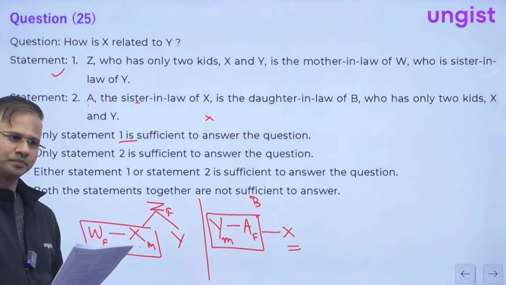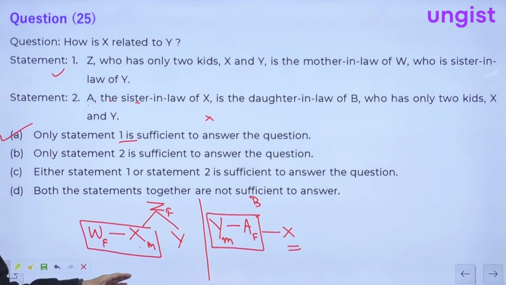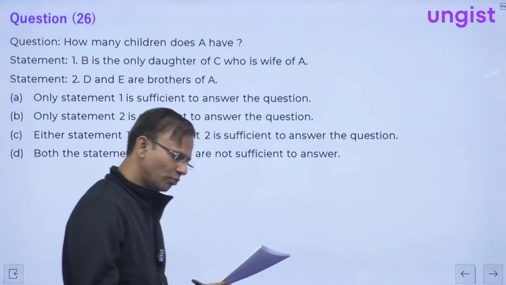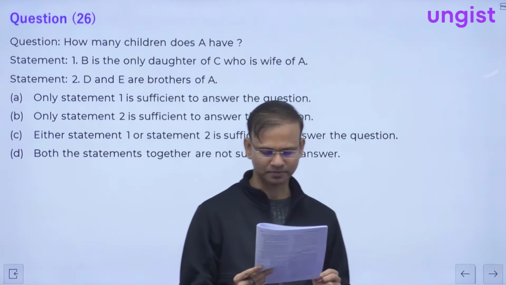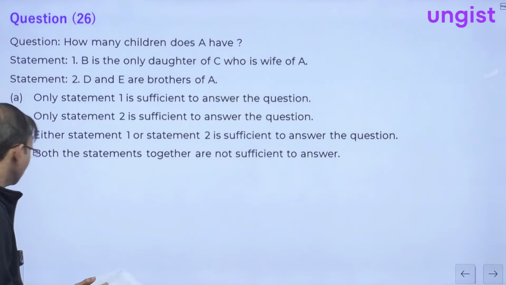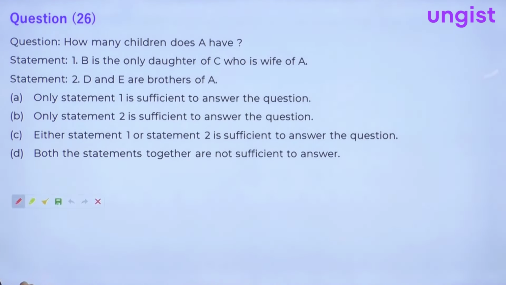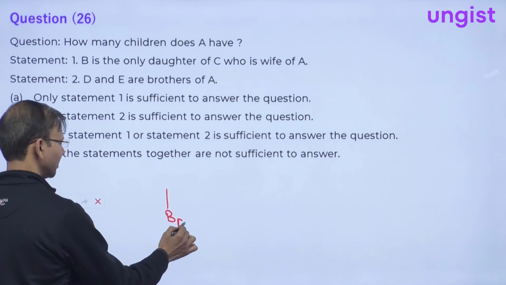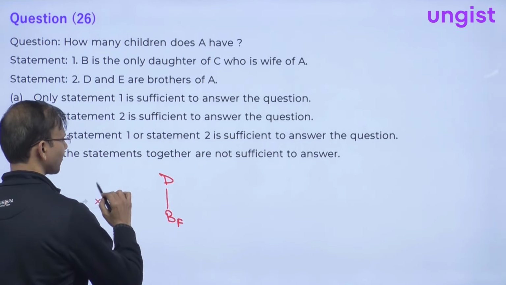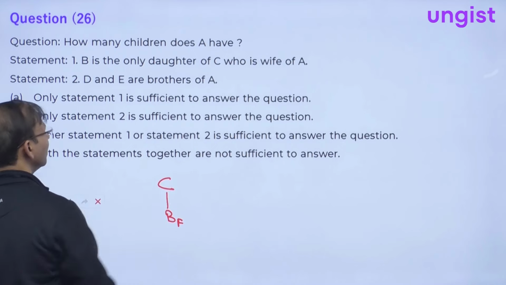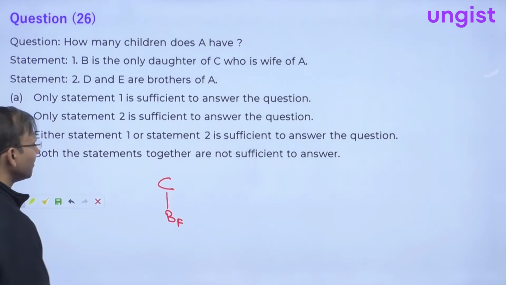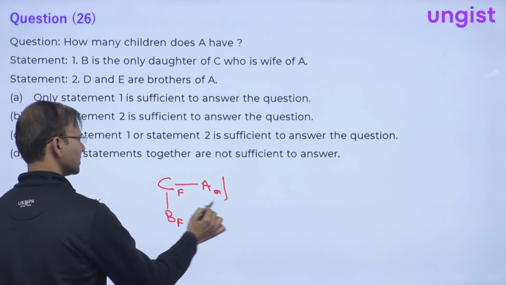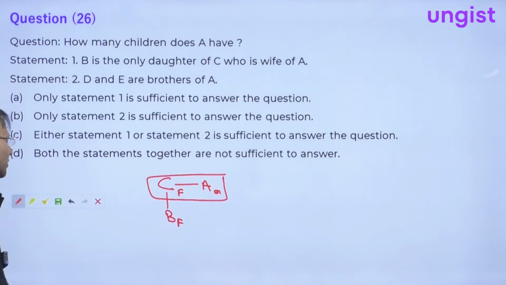Question number 26. How many children does A have? Statement number 1. B is the only daughter of C, who is the wife of A. B is the only daughter, means female. So A and C are spouses and their daughter is B.